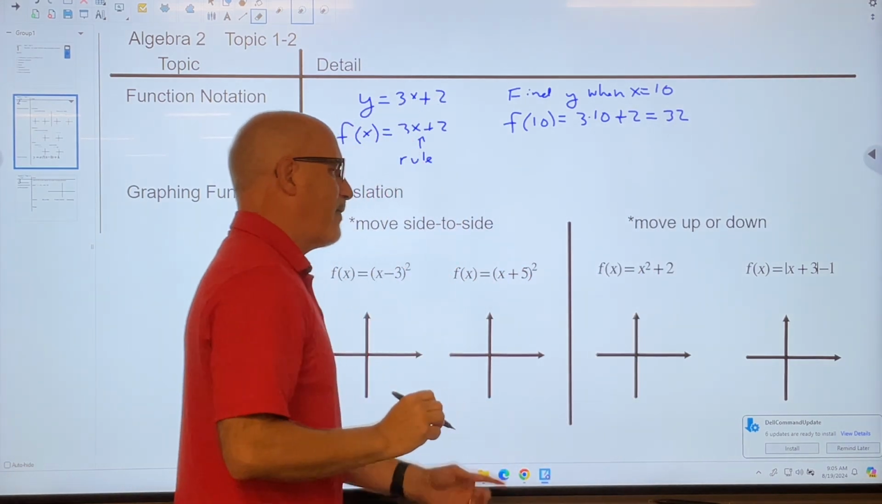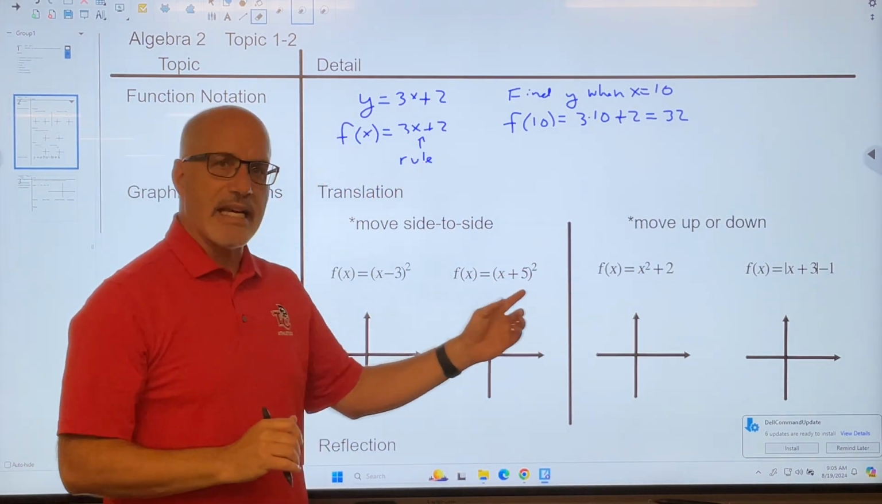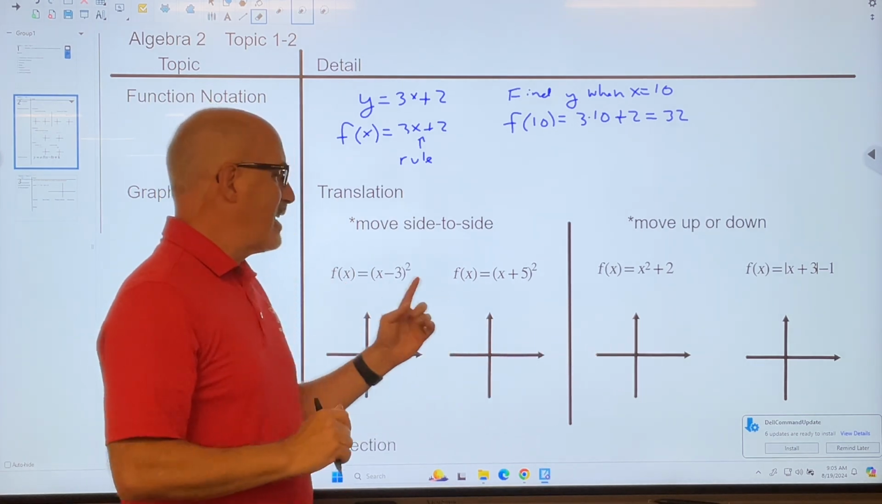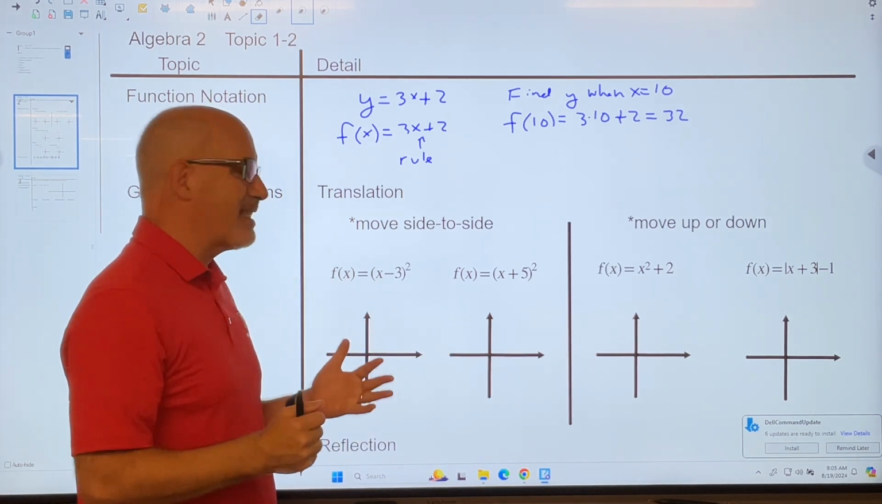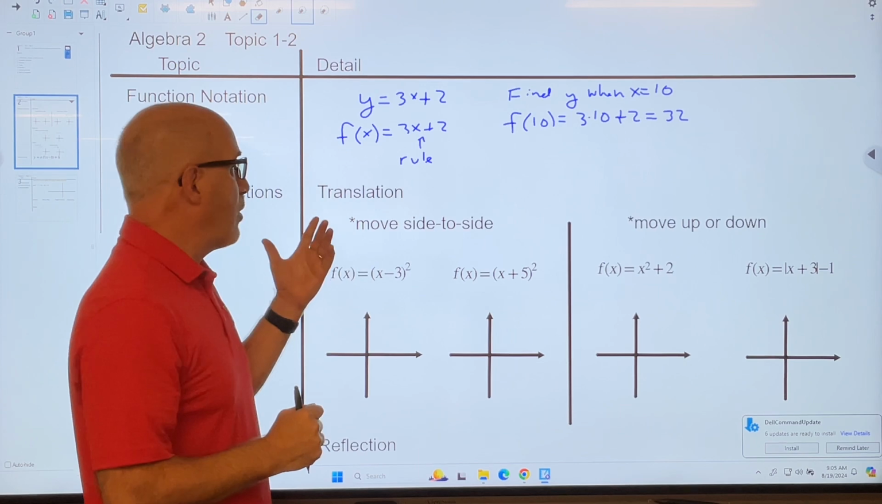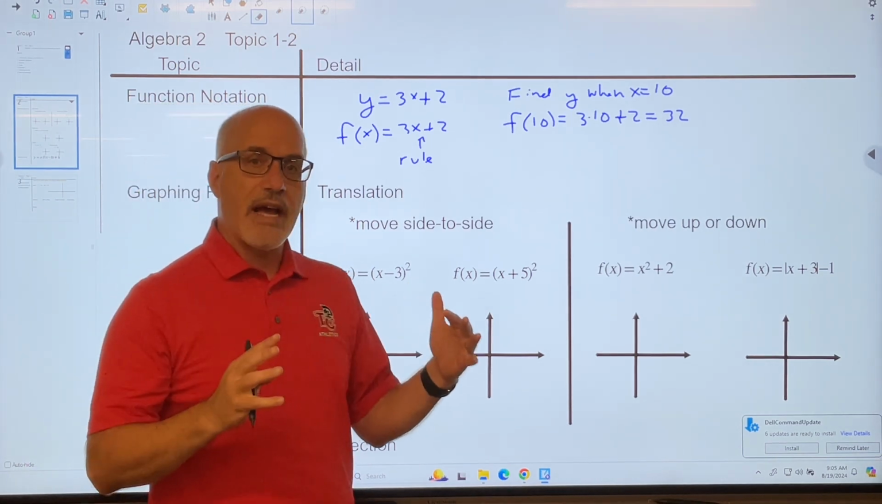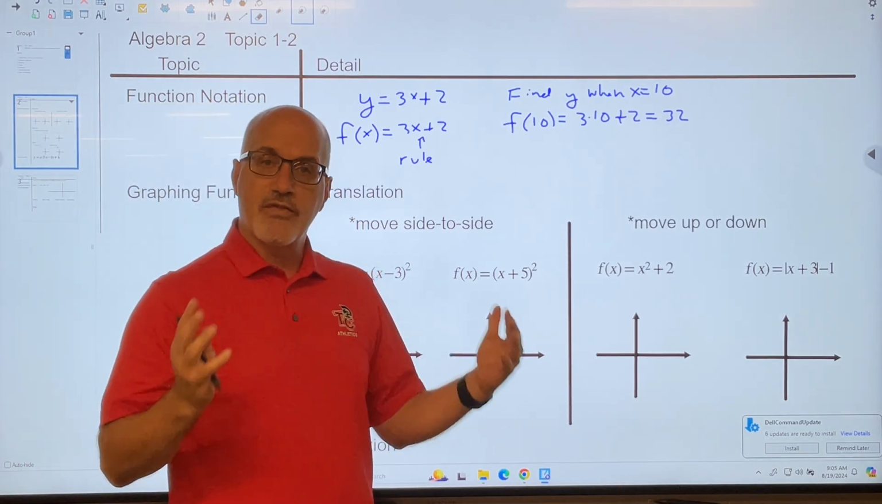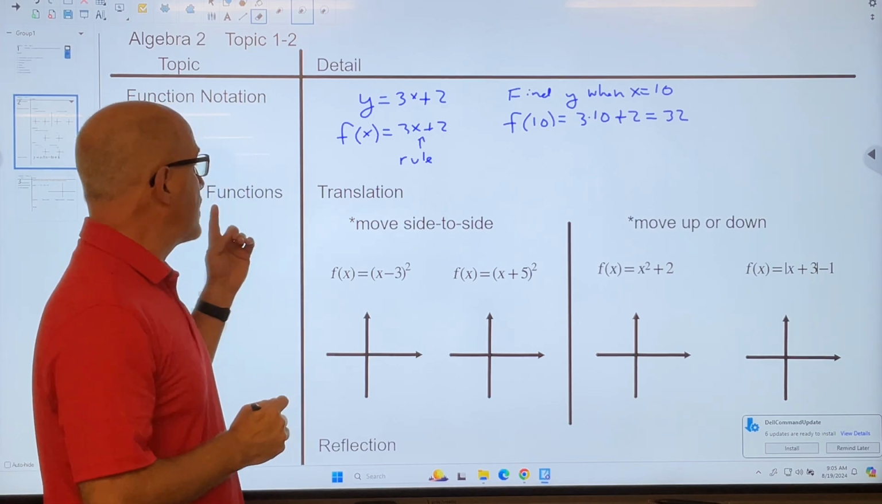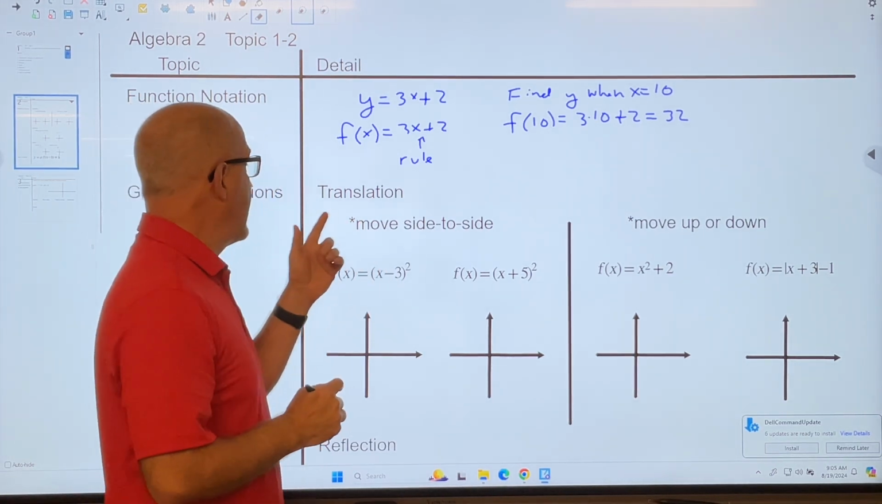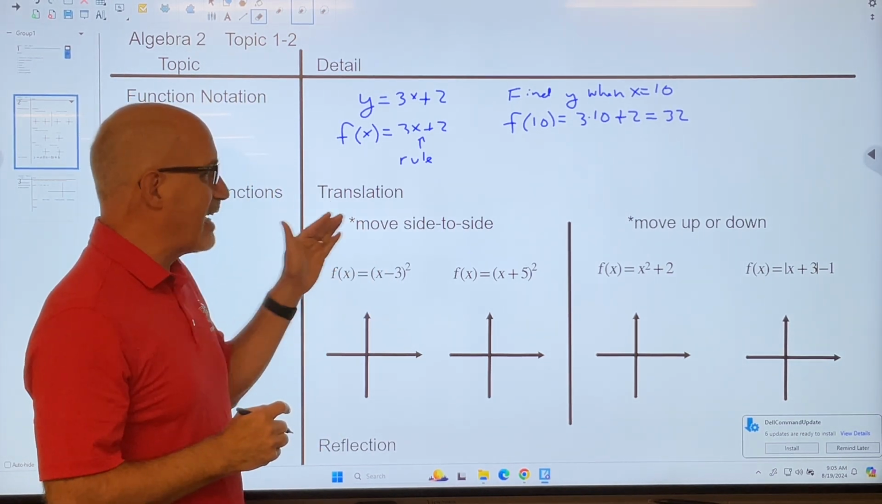So we'll use that f of x notation, and when you see it down in these graph problems, think of y equals. It means the same thing. All right, now what we're going to do is move the graphs, or transform the graphs. Let's first of all talk about using our graphs and doing translations, side to side or up and down.